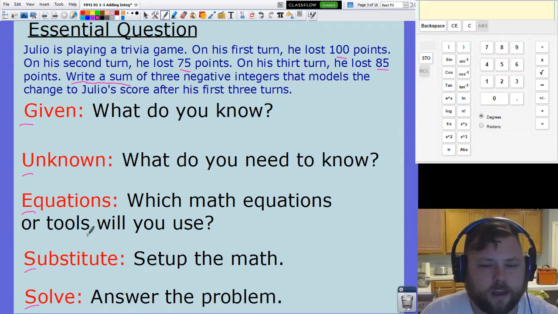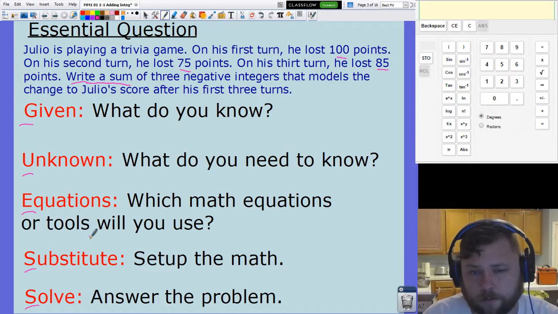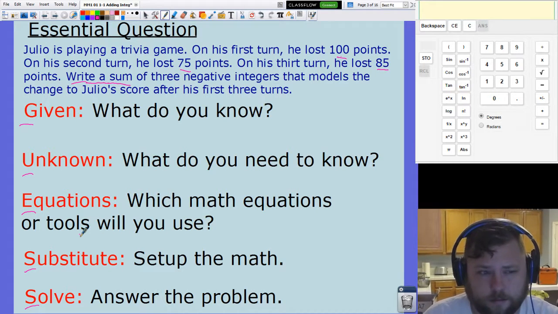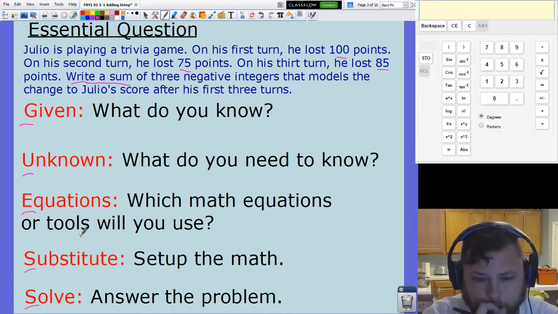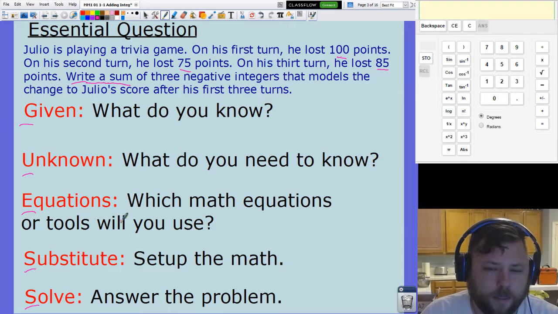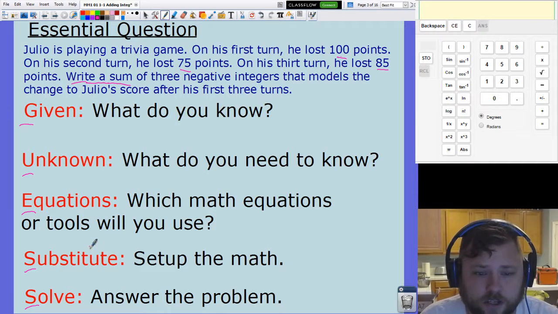Equations, so which math equations or tools we'll use. Sometimes there's a formula to use, but that's not so much for our class, but in physics they might. But like what kind of math subjects? Maybe you're talking about adding and subtracting numbers. So you might want to write that down.